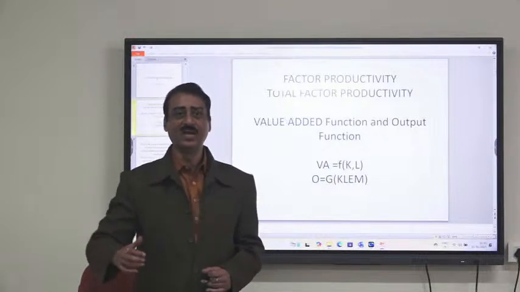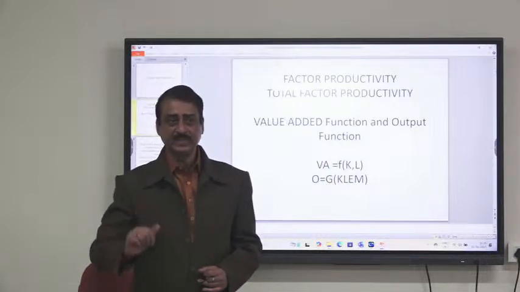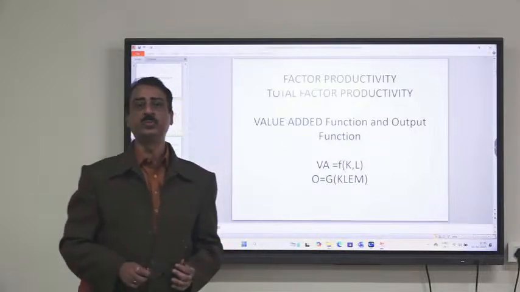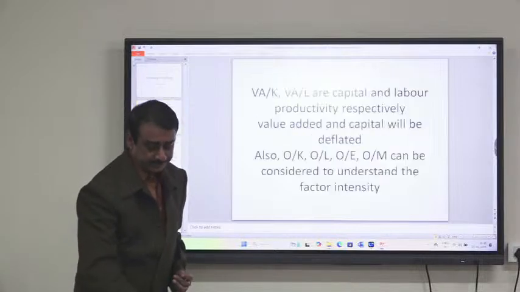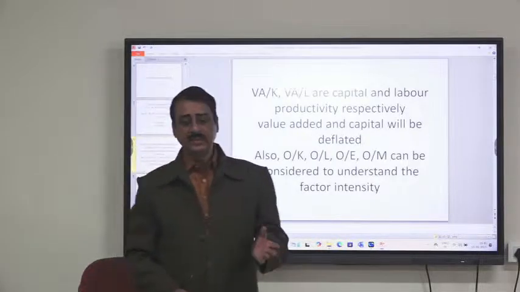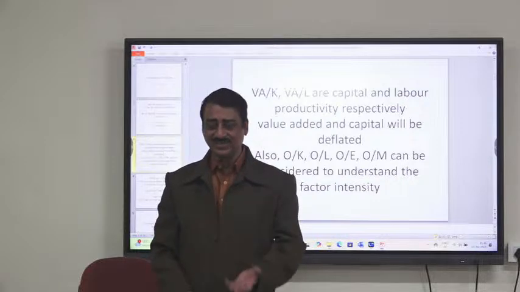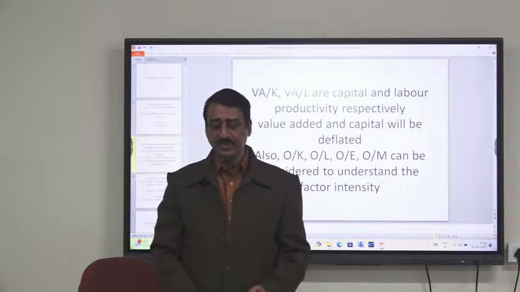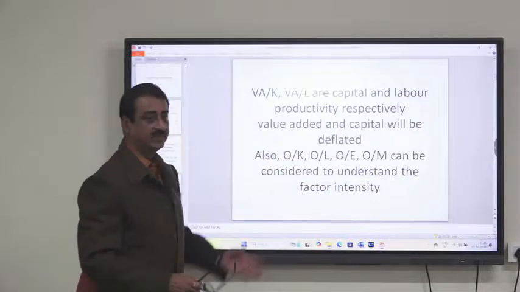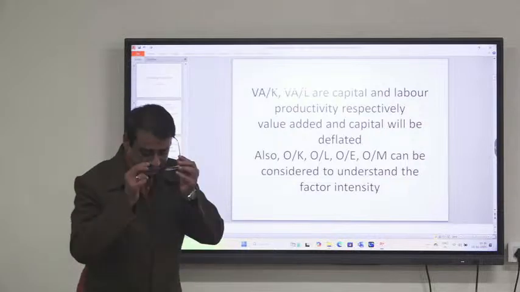Factors of production are inputs. So there is a basic distinction between output and value. As I mentioned to you, the factor productivities are easy to measure: value added divided by capital, value added divided by labor. These are all factor productivities.